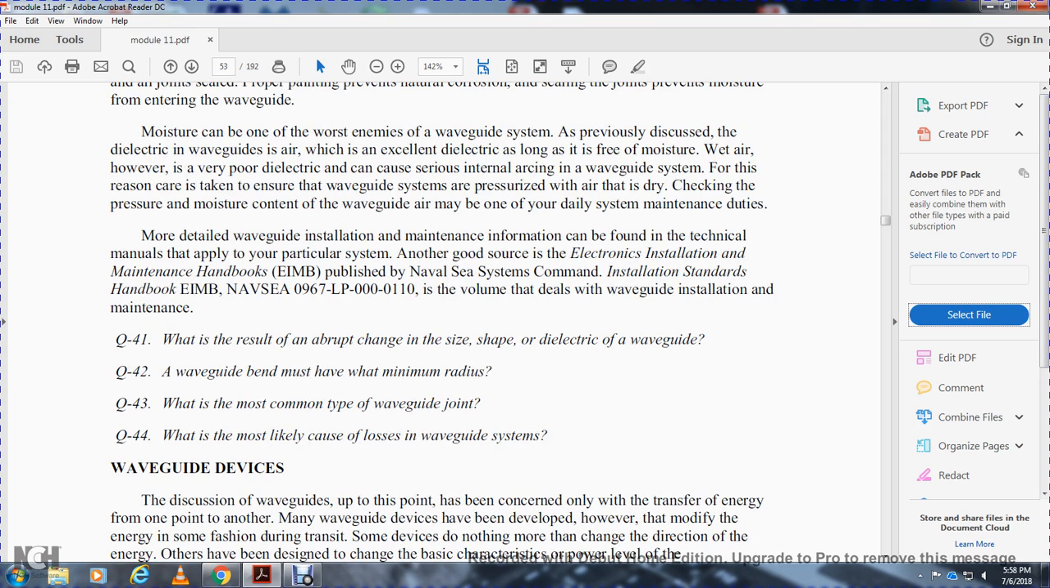Another guide is the Electrical Installation Maintenance Handbook, published by the Naval Sea Systems Command, Installation Standards Handbook, Navy C 0967-LP-000-0110, whose volume deals with waveguide installation maintenance.